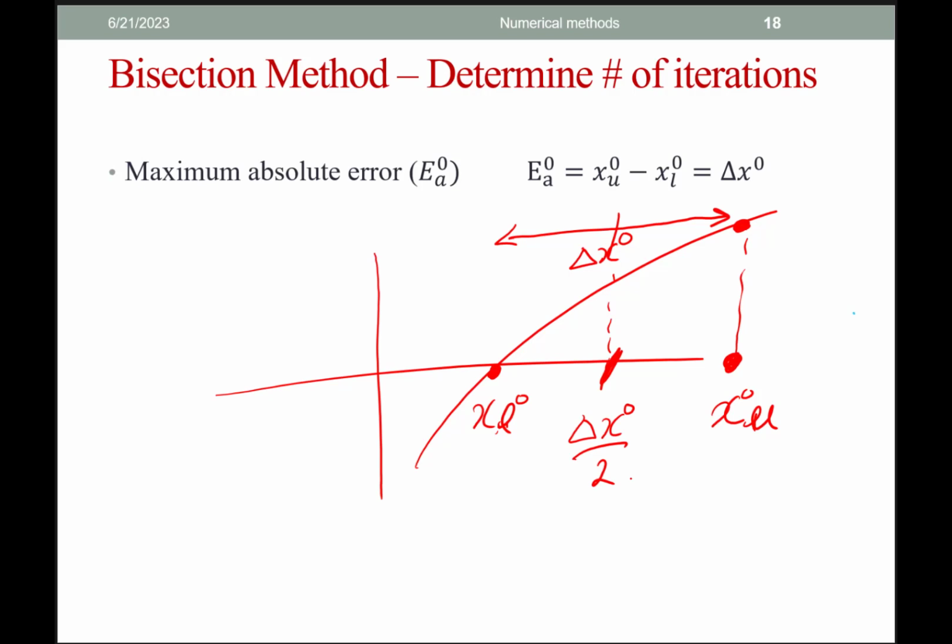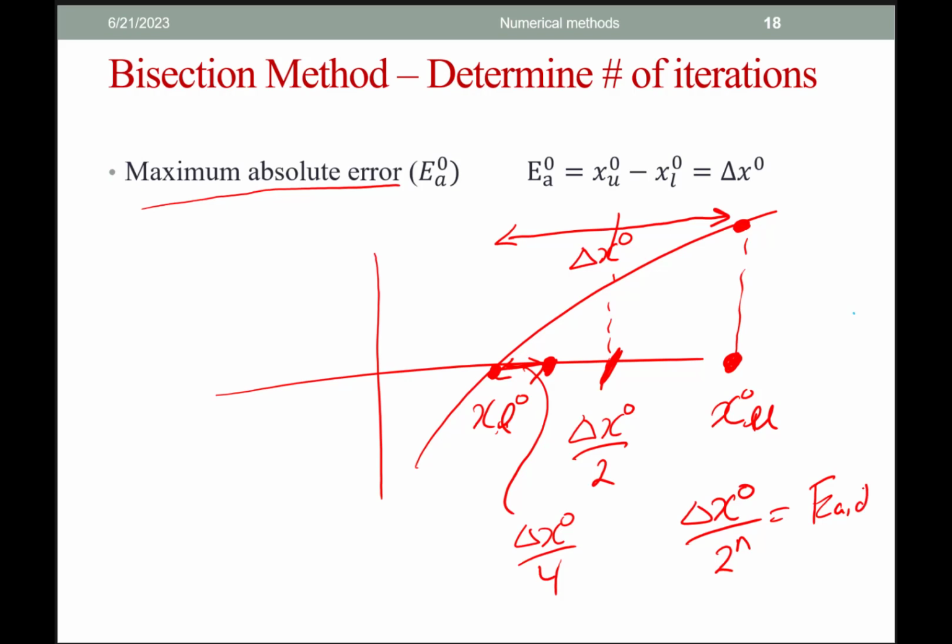If I do another iteration, it's going to halve to here, right? This distance compared to all of this is a fourth, so delta X naught divided by 4. Essentially, the equation is delta X naught divided by 2 to the n, where n is the number of iterations, and this gives me the maximum absolute error. If I have a desired maximum absolute error, I can plug it in here and solve for n to know how many iterations I need in the bisection method.